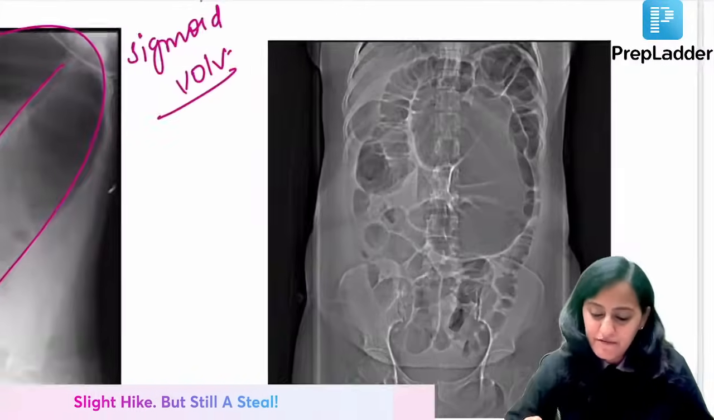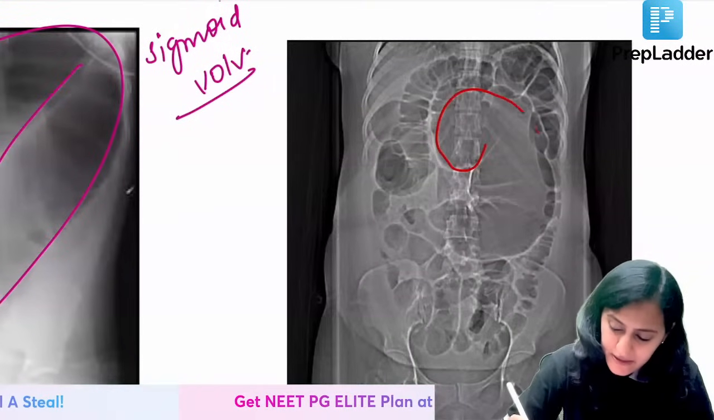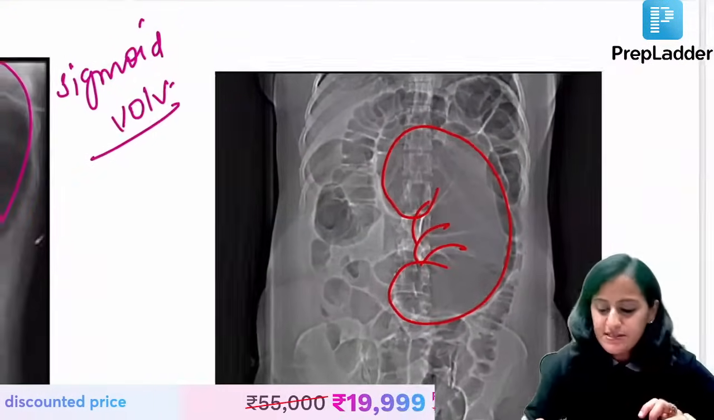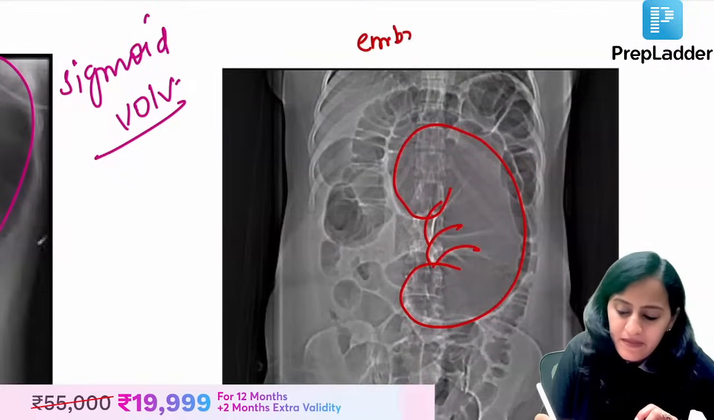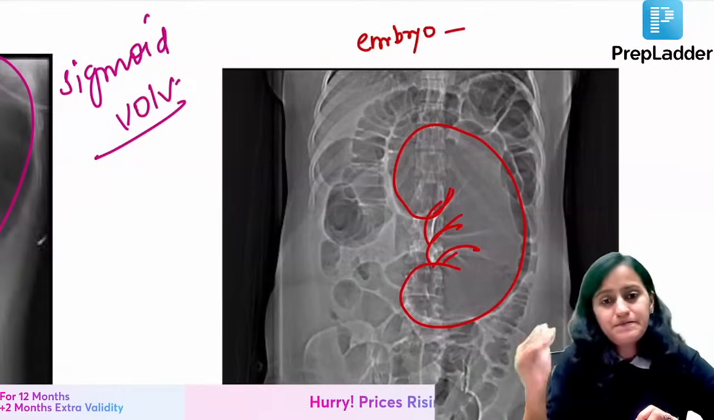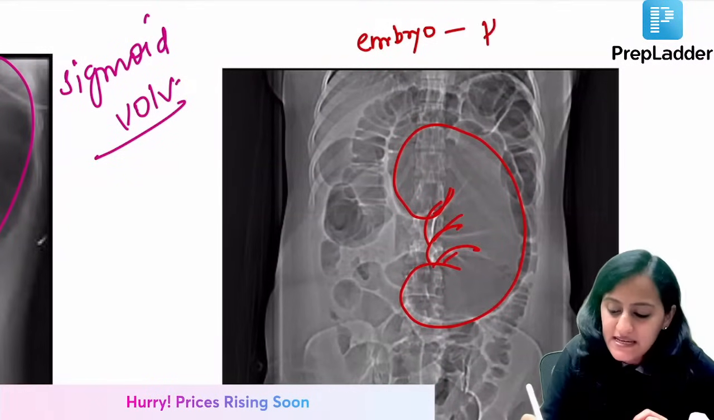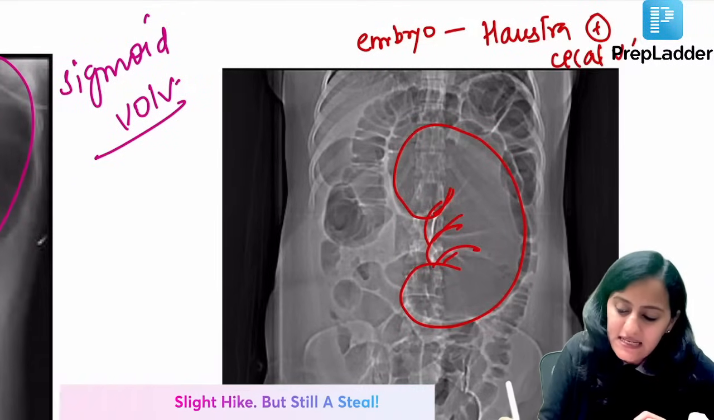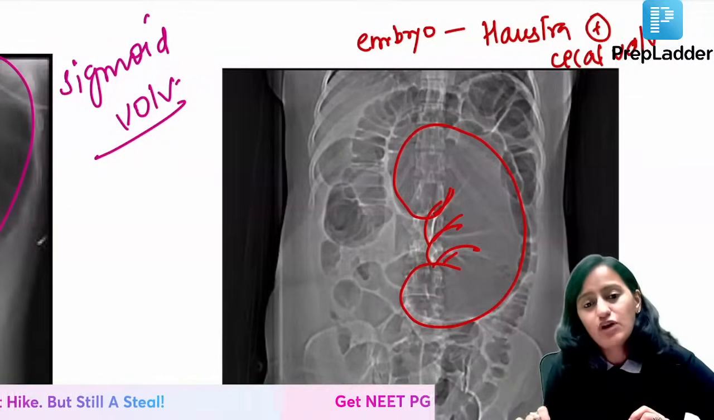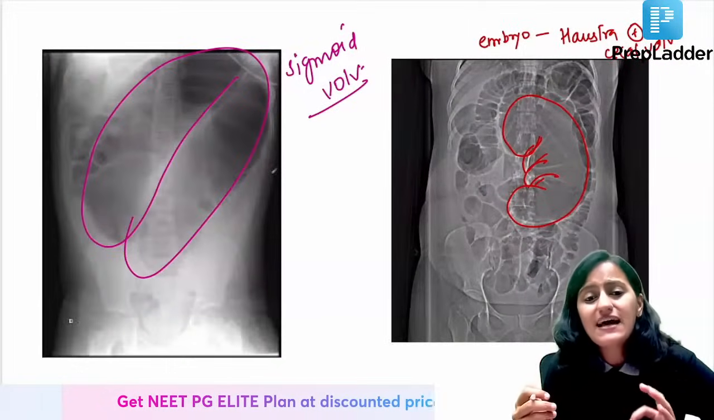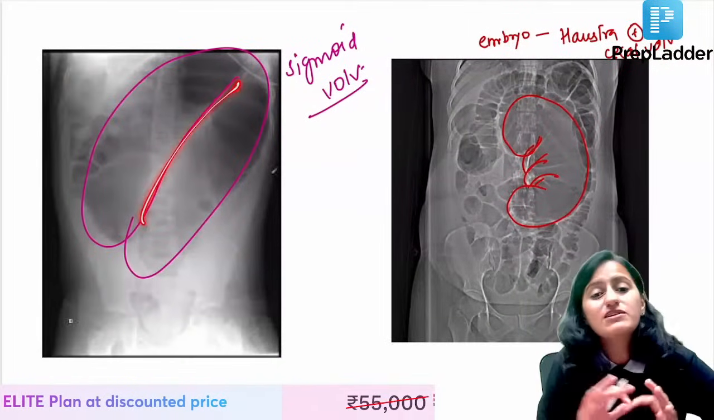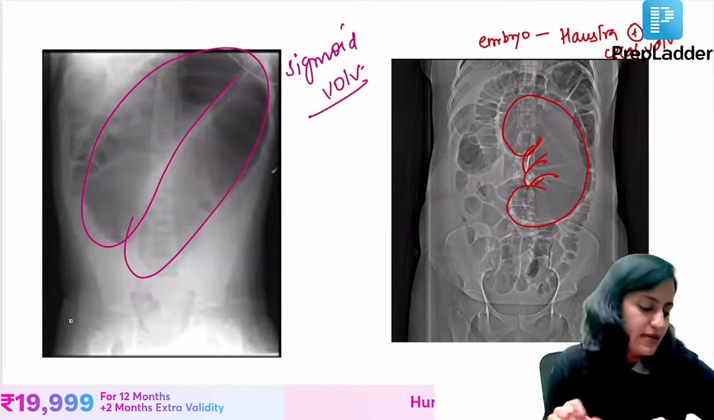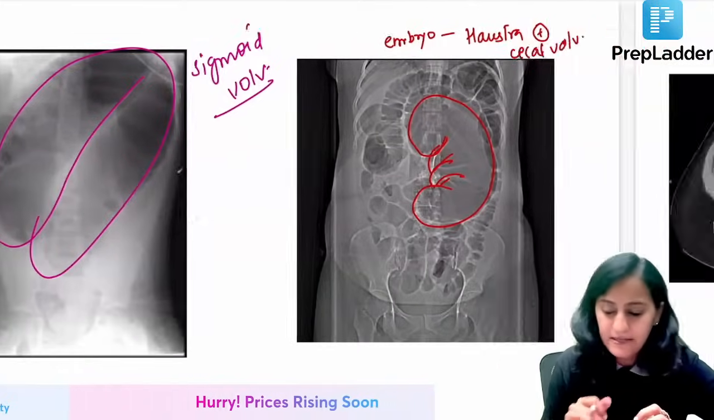How do you differentiate from this one? What is this image showing here? Something which is looking like an embryo, right? Like how an embryo appears, here the lines represent the haustrations. This is cecal volvulus. Remember, cecal volvulus has haustrations present. Sigmoid volvulus does not have haustrations present. Sigmoid volvulus has the coffee bean sign. Okay, that is the coffee bean sign.